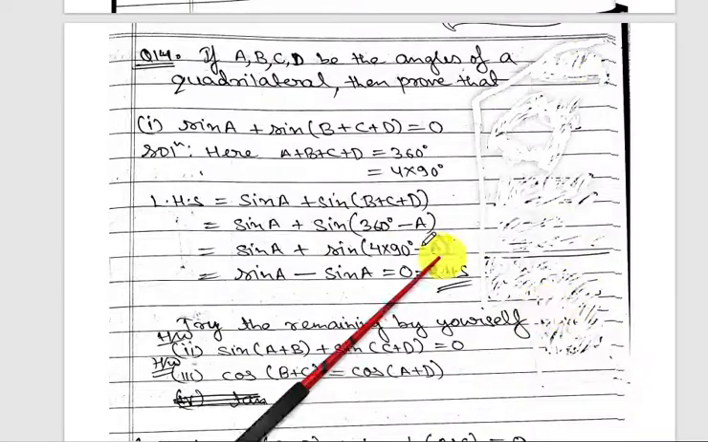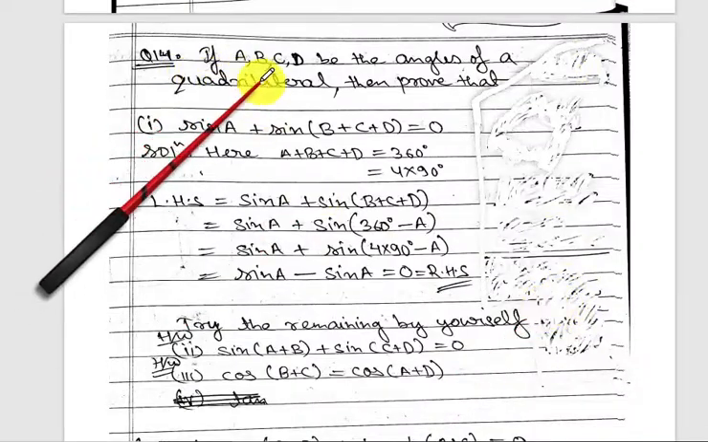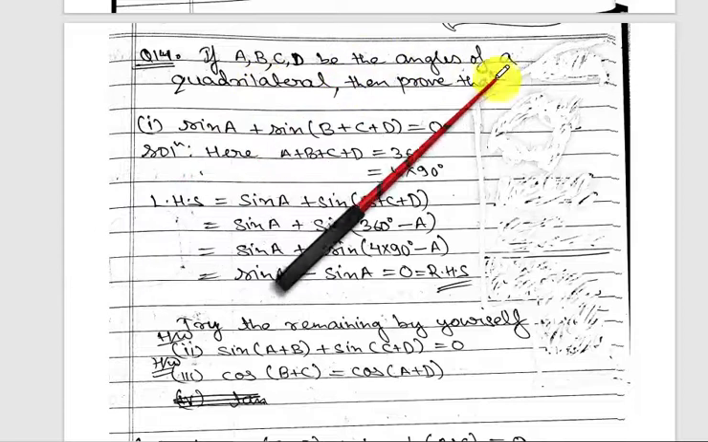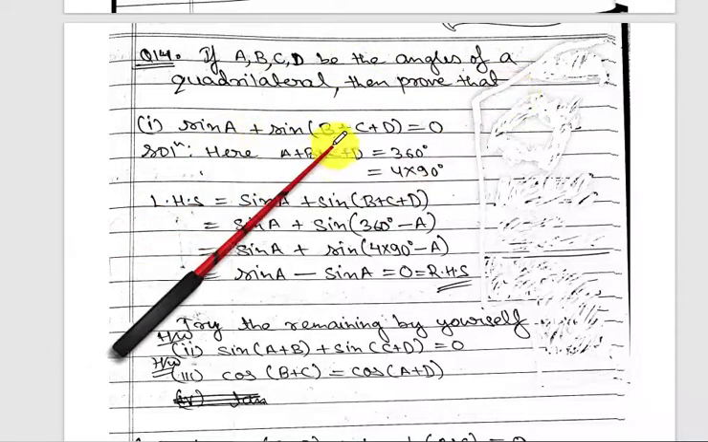Next is question number 14. If A, B, C, D are the angles of a quadrilateral, then prove that sine A plus sine B plus C plus D equal to 0.